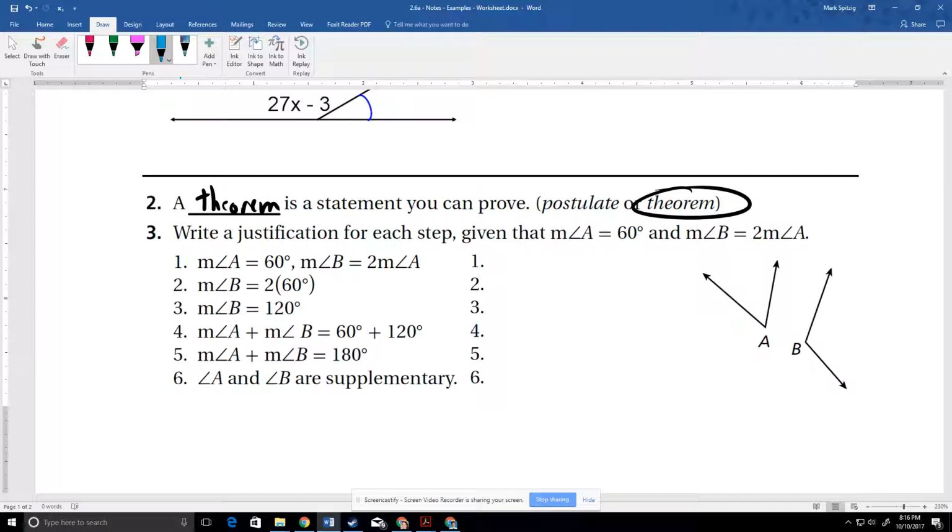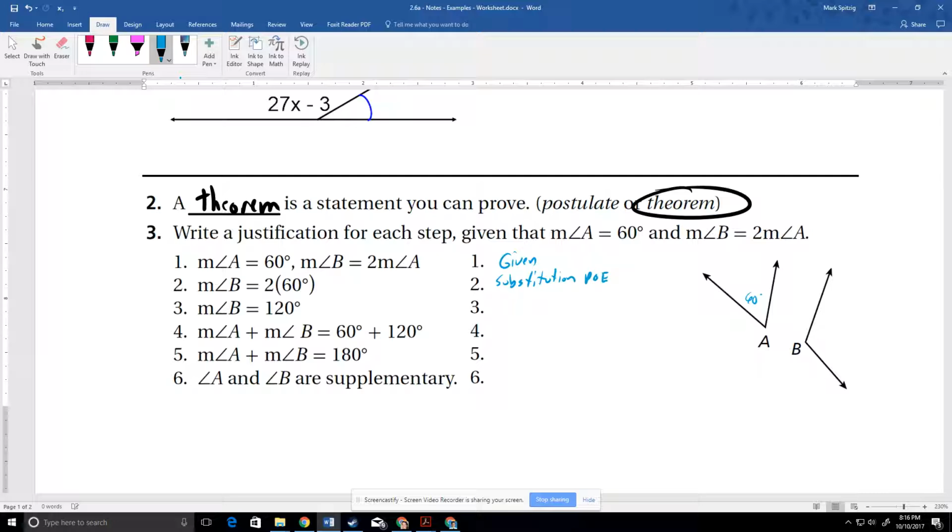Okay, for this first one, it says write a justification for each step, given that the measure of angle A is 60 degrees, and the measure of B is 2 times the measure of A. Well, that right there is just the given information, so that's not so bad. The next thing that's happening is it looks like we are taking this equation here, and I'm replacing the measure of angle A with 60 because it's here. So I'm just substituting. So I'm replacing 60 degrees with the measure of angle A, which are both two things that are from the first step. Substitution. And these are equations, so property of equality.